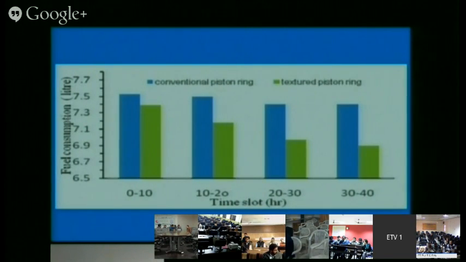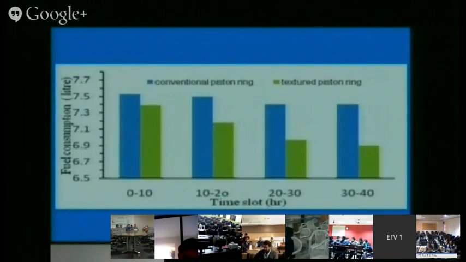In total a 40 hour run was done, and it can be seen here that with the particular textured, profiled surface, a vital reduction in fuel consumption takes place. Together, within the 40 hour run, about 4.5% fuel saving was observed.